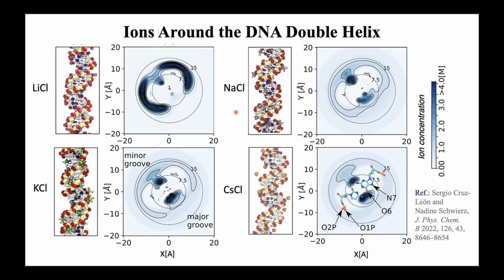So what they show is that, for instance, the concentration of lithium ions is the highest near the phosphate groups, while potassium and cesium ions are predominantly found in the inner region of the double helix, in its minor and major grooves.